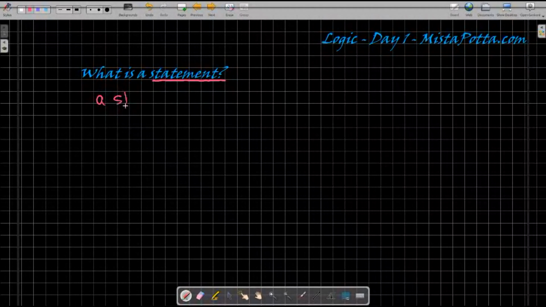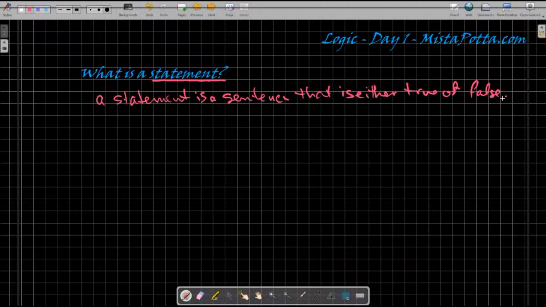So I need to tell y'all what a statement is. Okay? So here's our definition of a statement. A statement is a sentence that is either true or false. A statement is a sentence that is either true or false.